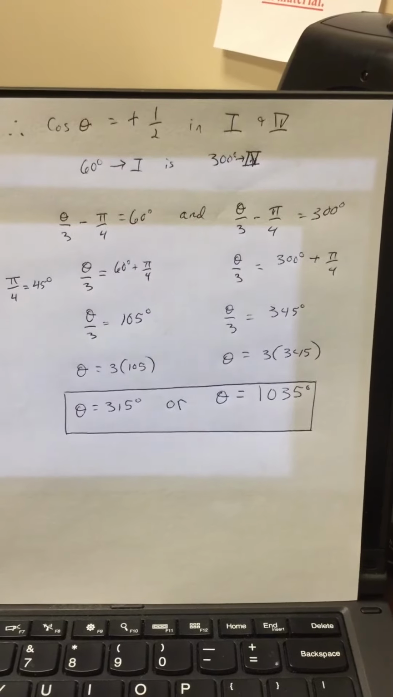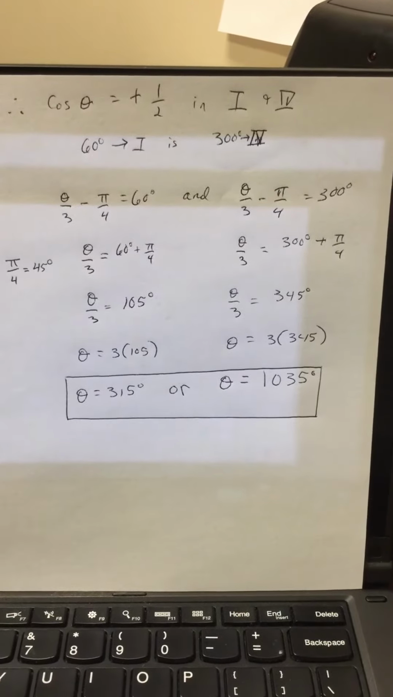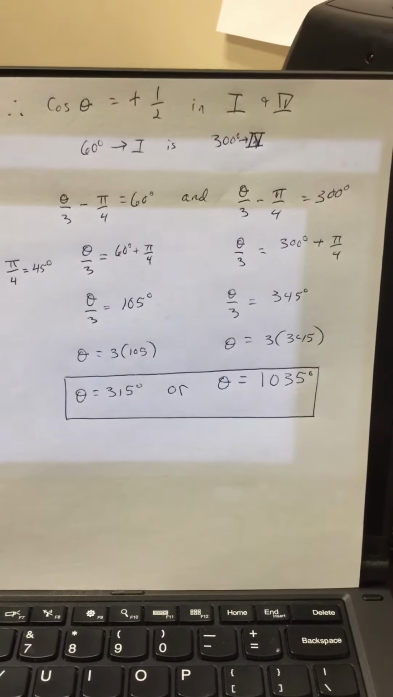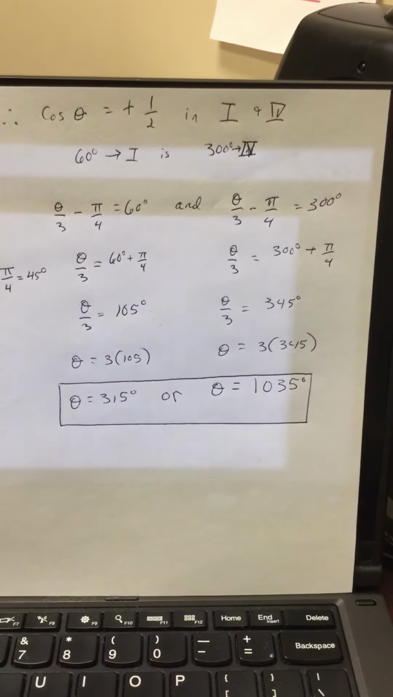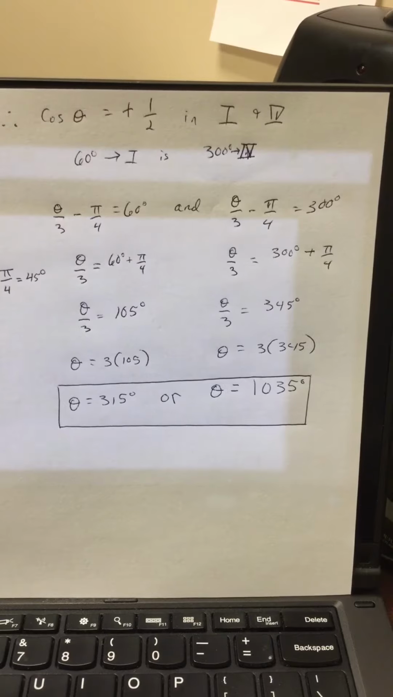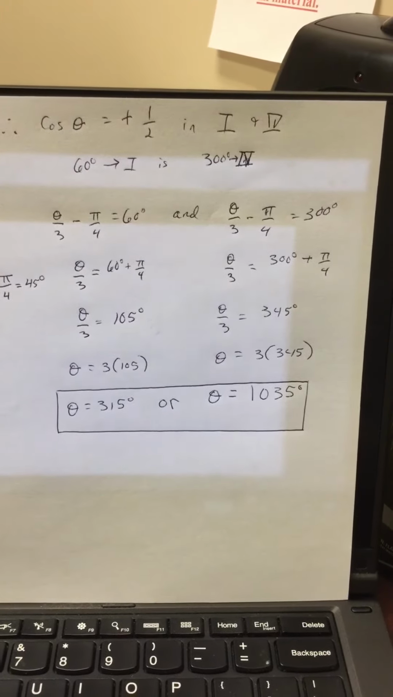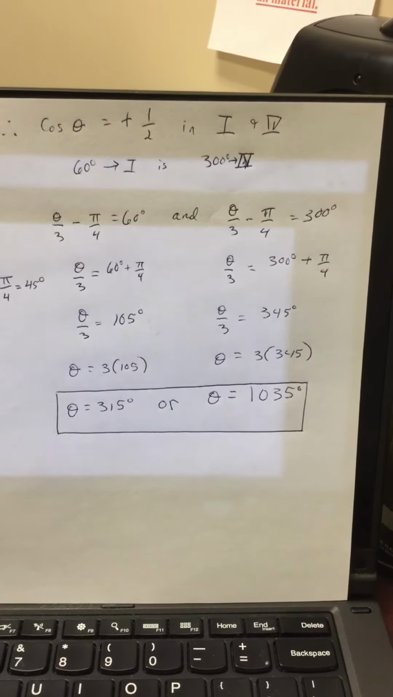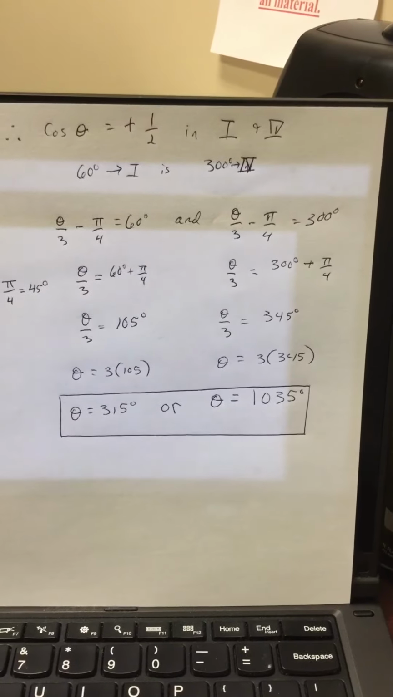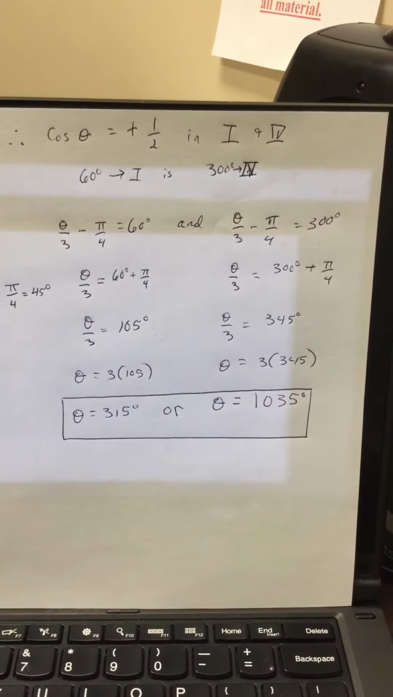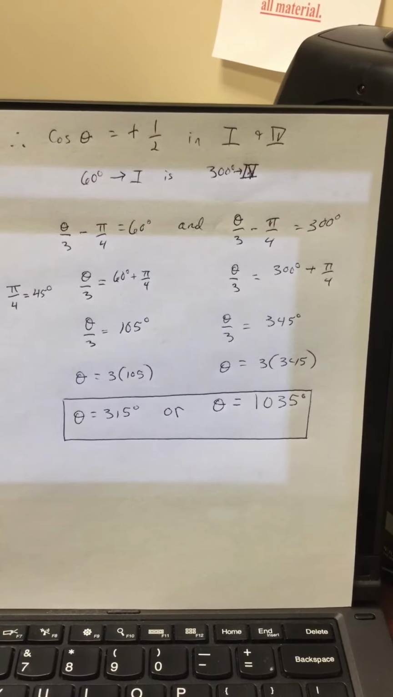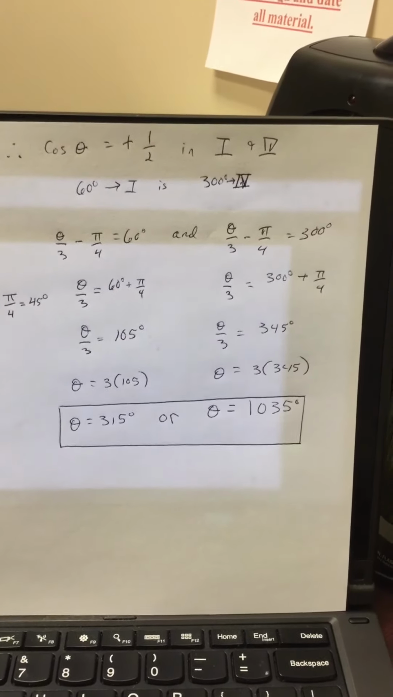And then to solve for theta, the opposite of divide by 3 is multiply by 3. So I get that my two possible angles for theta are 315 degrees or 1035 degrees. The only way this problem would change is if you had restrictions or limitations, like theta must be between 0 and 180, then there'd be no solution. But if theta could be between 0 and 360, there'd only be one solution. So I hope that helps you.